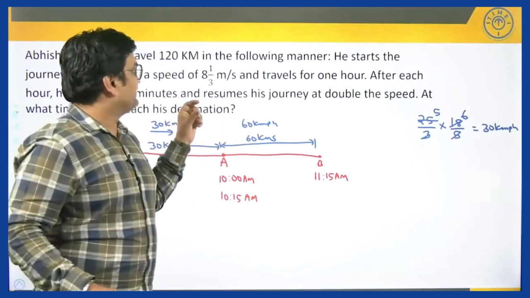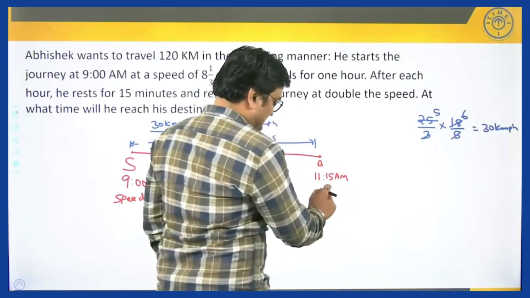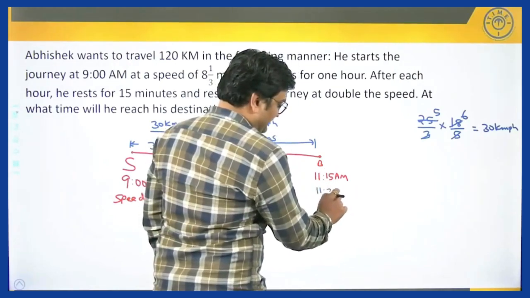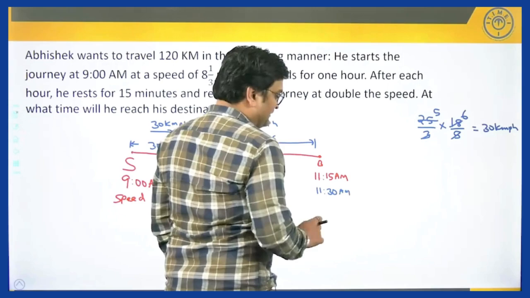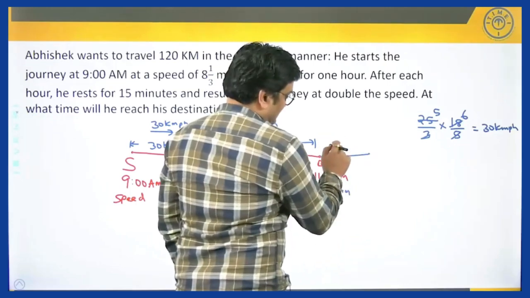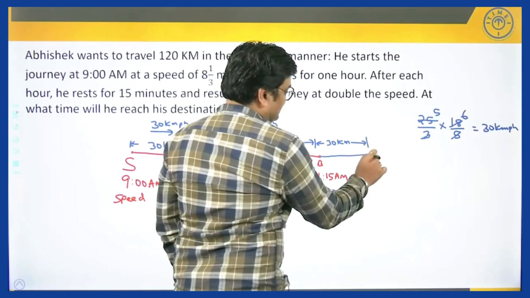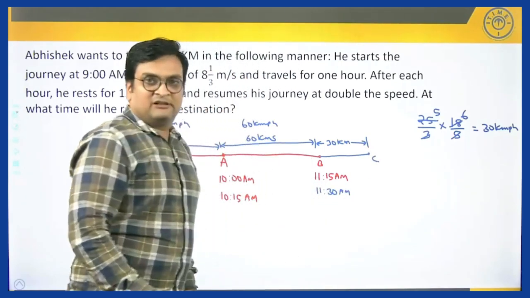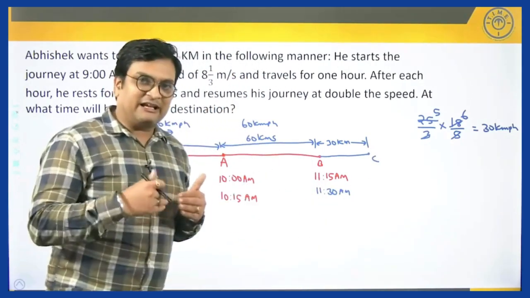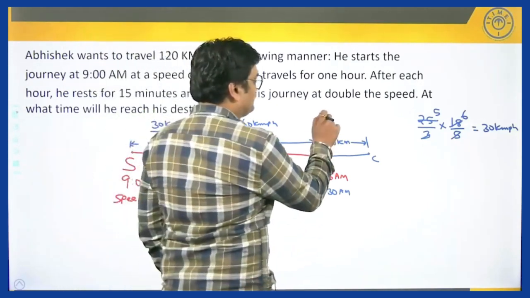He only has to travel 120 kilometers. So, that means, at 11:15 when he reaches here and resumes his journey at 11:30 after taking a 15-minute break, he only has 30 kilometers to cover. So, this distance here to reach his destination is only 30 kilometers. Let's say this point is C. But after the second halt, his speed will again be doubled, so the 60 shall now become 120 kmph.